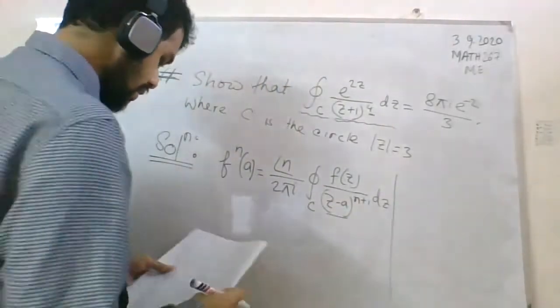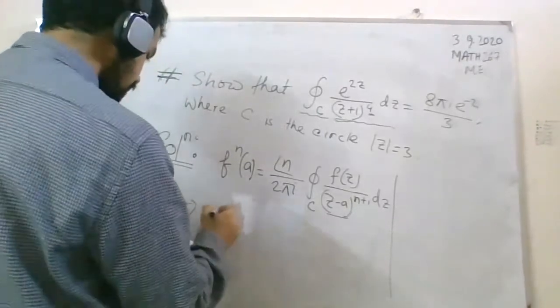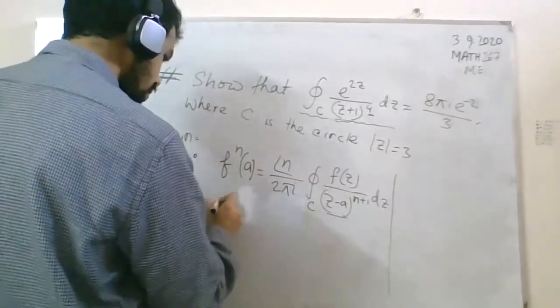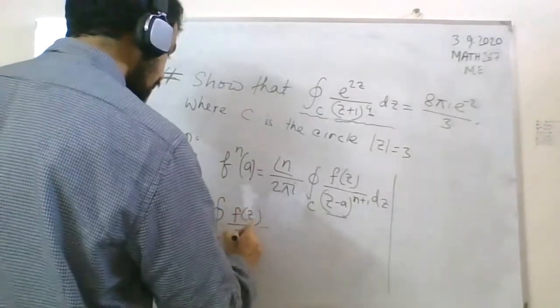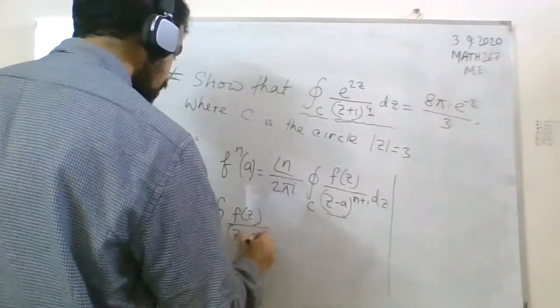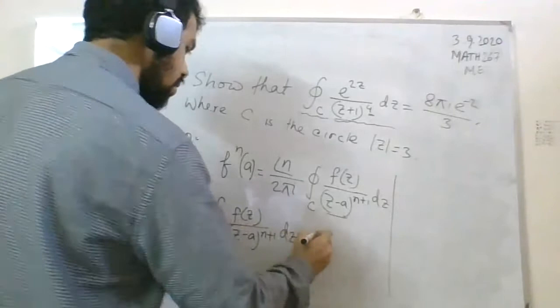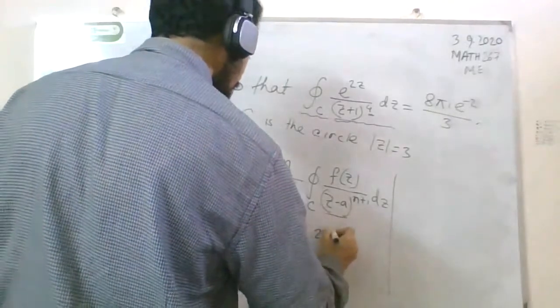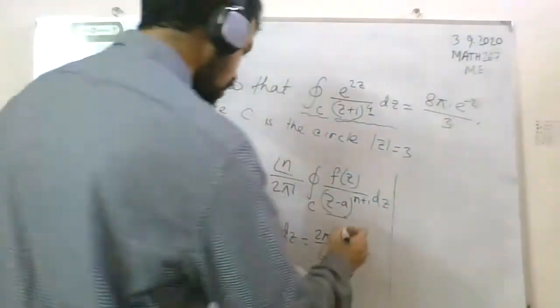Now you can solve this equation easily. At first, I will simplify this equation this way, which is the integral of f(z) divided by (z minus a) to the power n plus 1 dz equals 2 pi i divided by n factorial into f to the power n of a.